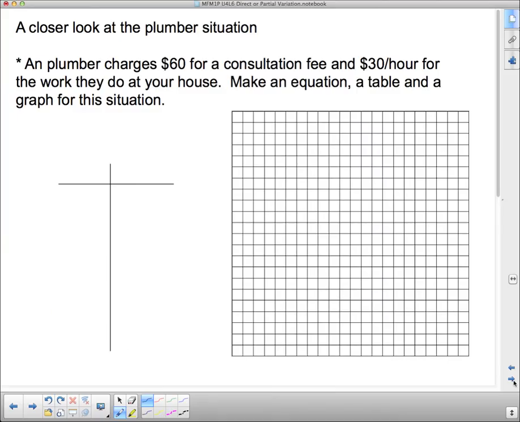So let's take a closer look at the plumber situation. A plumber charges $60 for a consultation fee and $30 an hour for the work they do at your house. Make an equation, a table, and a graph for this situation. Now we've already made the equation.